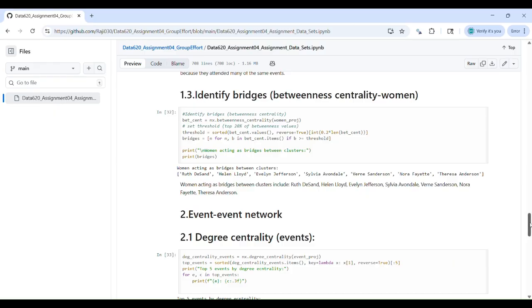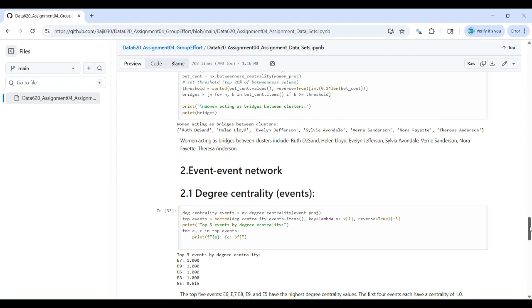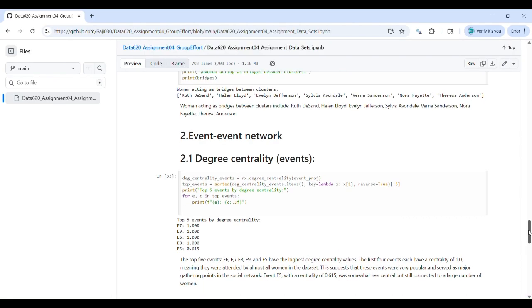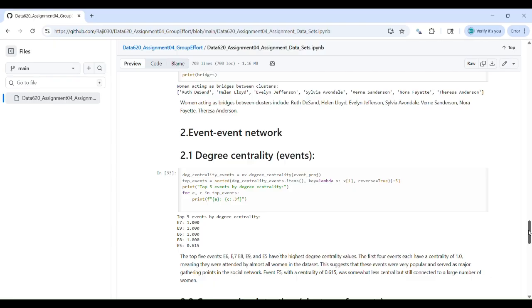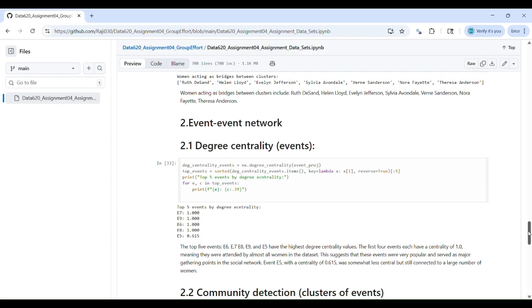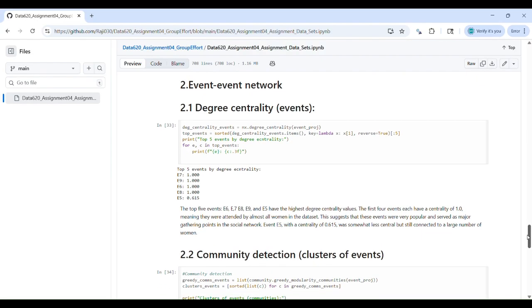And then we did the event network analysis. We applied the same measures here also. We computed degree centrality for the events, and we identified the top five events by degree centrality. And the top five events are E7, E9, E6, E8, and E5.